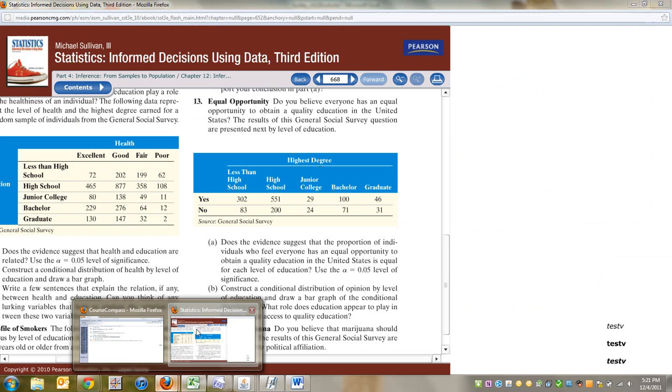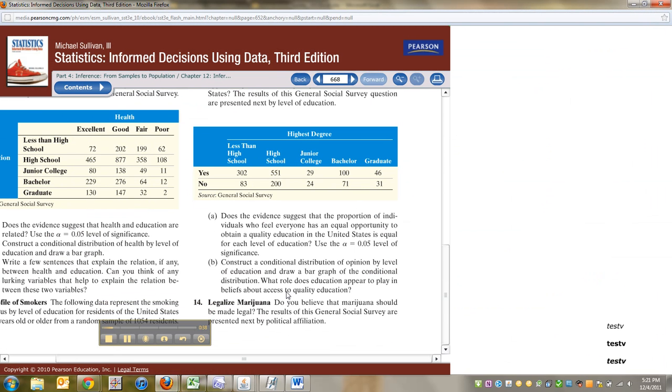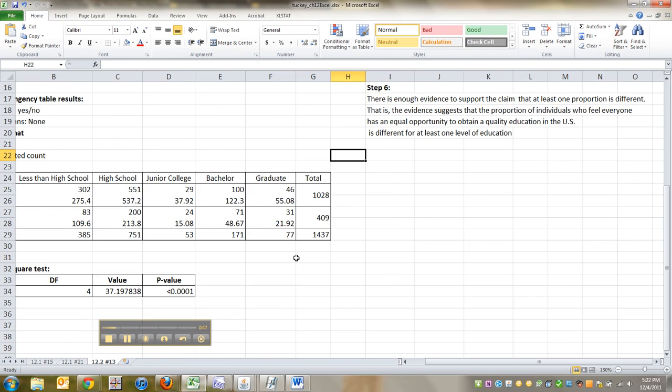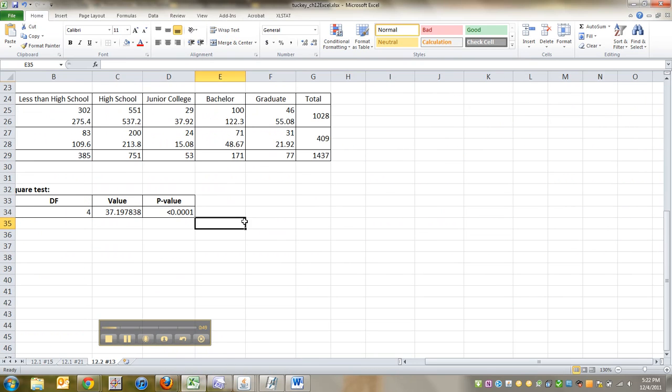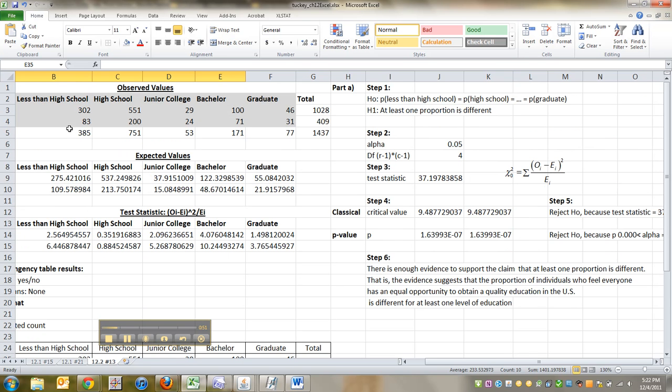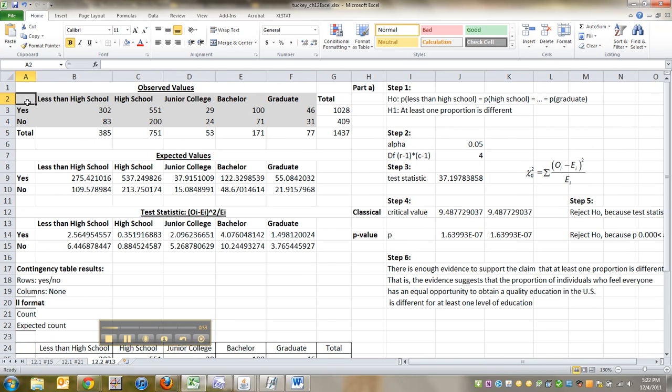to the problem really quick. Construct a conditional distribution of opinion by level of education and draw a bar graph of the conditional distribution. What role does that play? All right. Well, I showed this a little bit in the, oops, there's my copy and paste of all that. So I'm going to put it down here, further down.